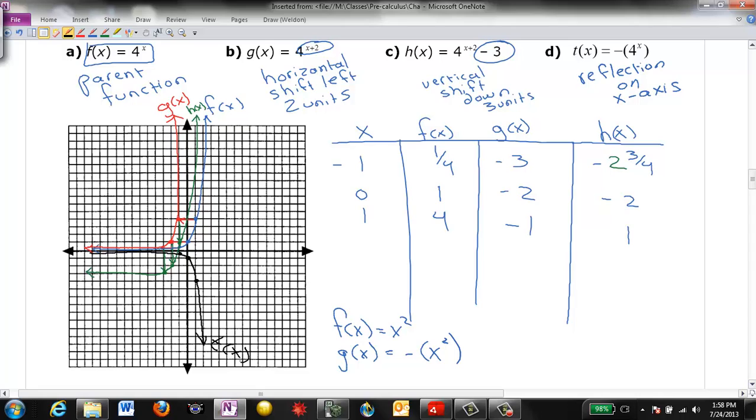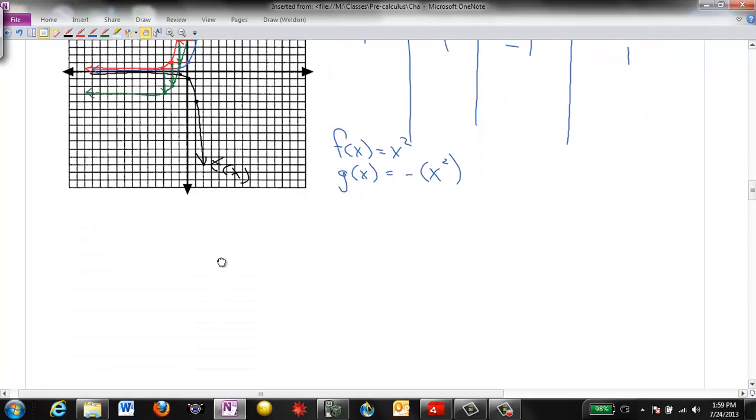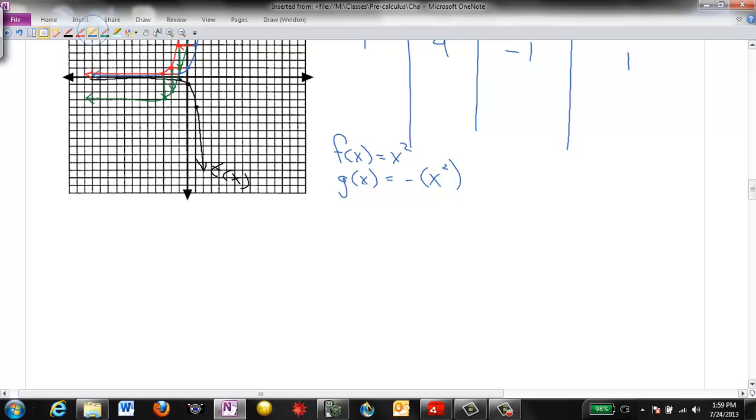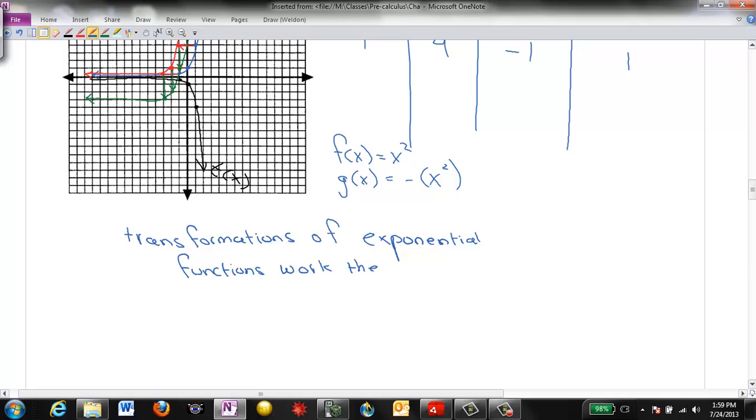But that finishes up our discussion on transformations of exponential functions. So essentially, the moral of this story here, and what I was trying to show you, hopefully you got it, was that transformations of exponential functions work the same way as polynomial functions.